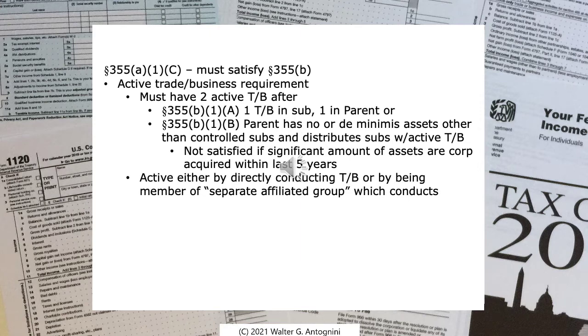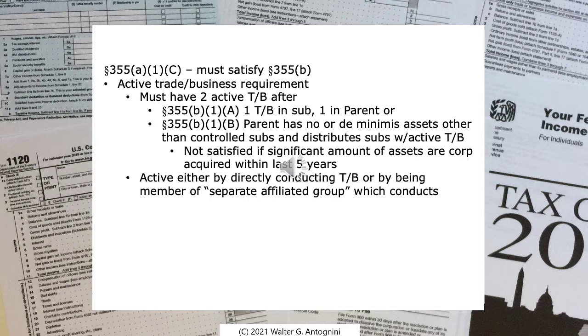Turning to the active trade or business requirement. As previously indicated, to qualify under Section 355, one must meet the requirements of Section 355(a)(1). One of these requirements is Section 355(a)(1)(C), which requires that the requirements of Section 355(b) be met, relating to the active conduct of trades or businesses.